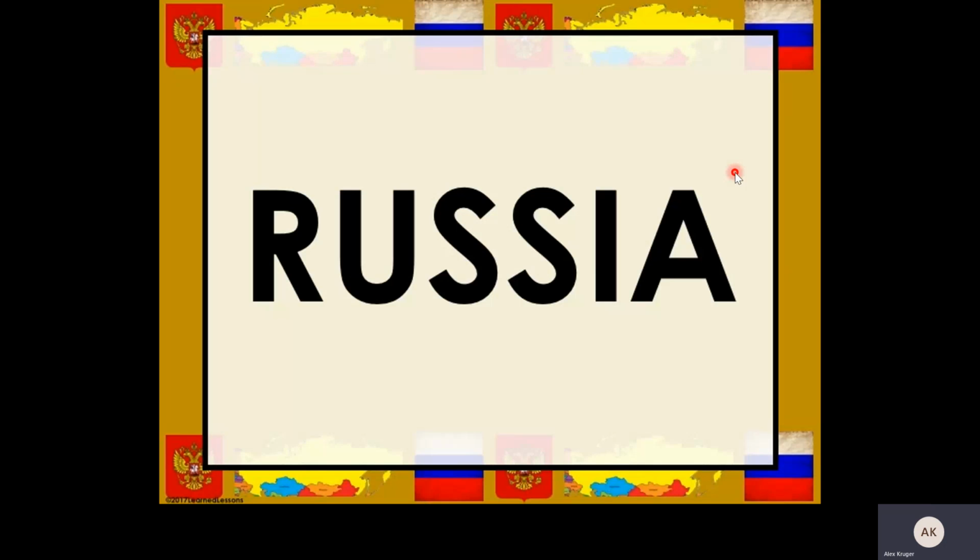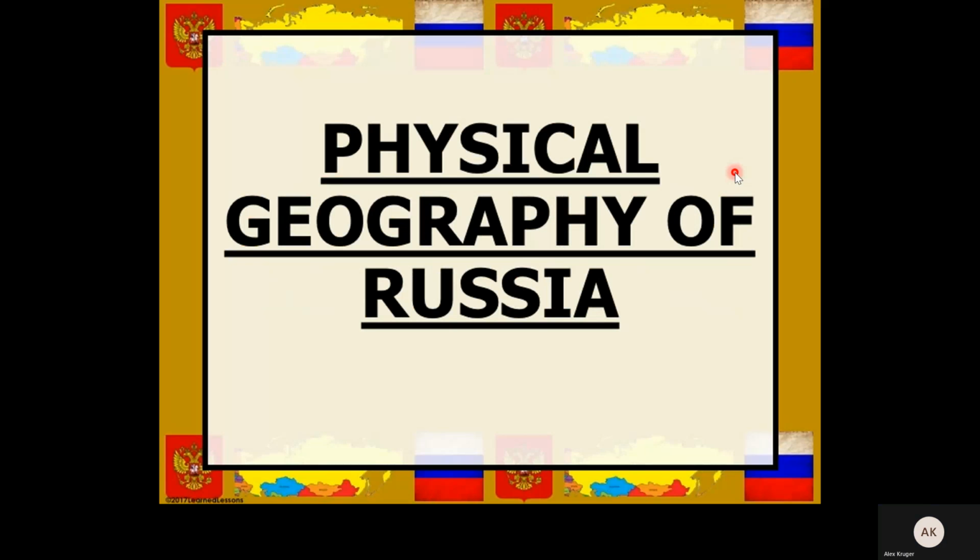So we're going to do Russia first. They're my personal favorite country in Europe. I don't know why they're my favorite. I just find their culture very fascinating and their history very fascinating. Their geography is really cool, and it's just an incredible place to learn about. So we're going to start with the physical geography of Russia.